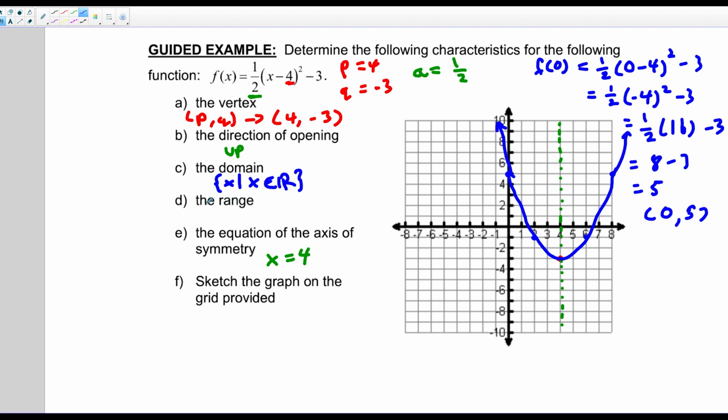On the other hand, if we're looking at the range, we've got the set of all y values, and this is tough to do on a tablet, the set of all y values such that, taking a look at our y values here, we can see that because it opens up, we're going to have a minimum value. So all of your y values have to be greater than this -3 here. So y has to be greater than or equal to -3, and as long as it's greater than or equal to -3, y can be an element of the real number system.